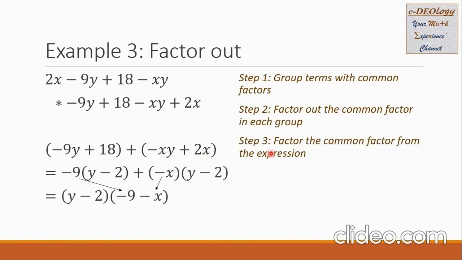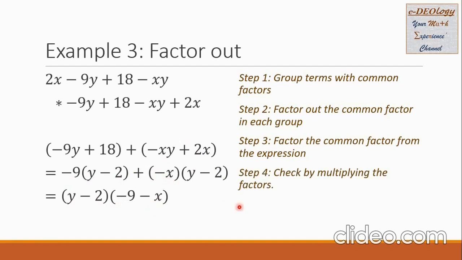And for step 3, let us factor the common factor from the expression. So the common is the y minus 2. It is now down here. And the second factor here should be a binomial. I will simply collect the terms that will remain after removing the common factor. For the first group, the negative 9 will come here. For the second group, the negative x will remain, and I should copy that down here.